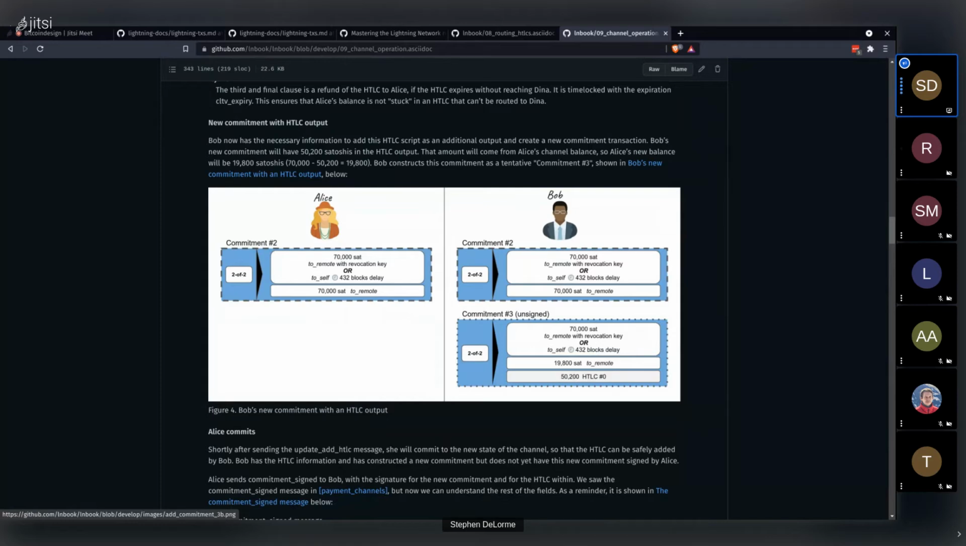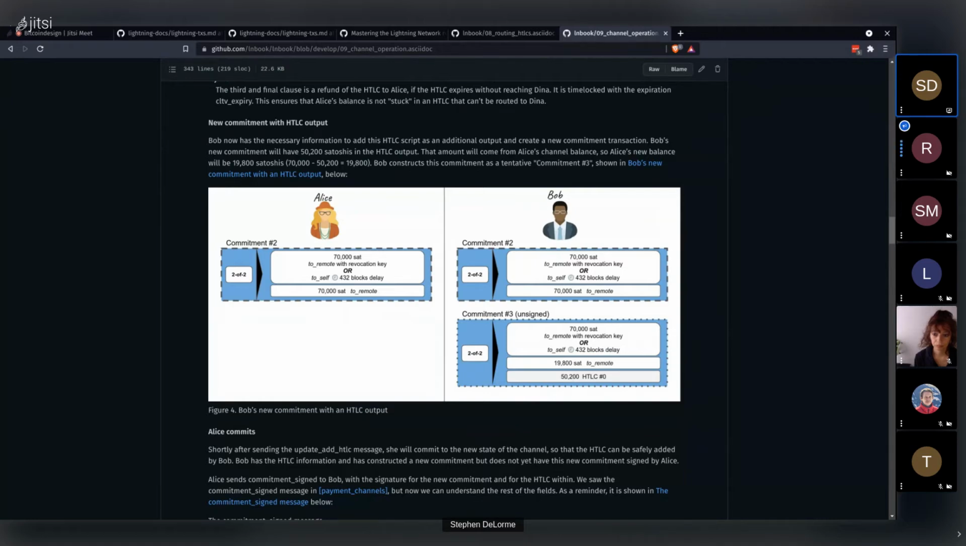Okay, yeah. So if Alice is paying multiple people through Bob, Dina and Elsie and Frank, then every time she routes to somebody completely different through Bob, the commitment transaction with Bob has to be updated. So there would be the standard to remote, the standard to self, and then this would be the HTLC to Dina, the HTLC to Elsie, and the HTLC to Frank, because she's paying multiple people. Yeah, correct. That makes sense.